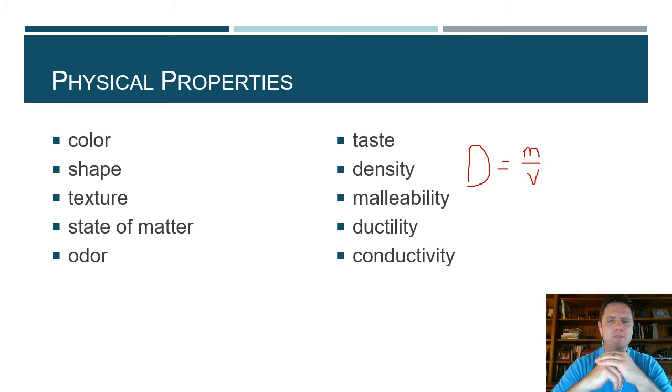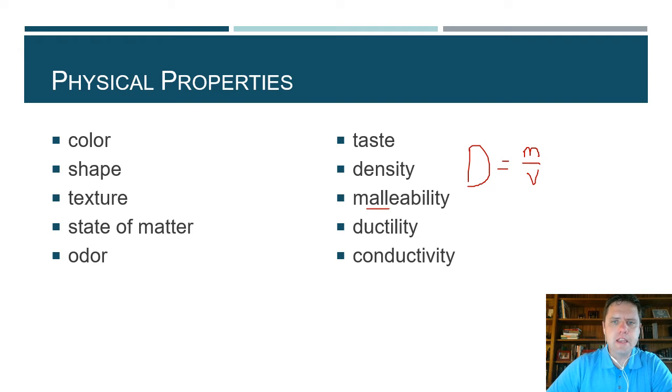So again, if it's more dense, then there's more stuff packed into the same amount of space, or we have the same amount of stuff packed into less space, right? That kind of idea. Either way works. More dense means that there's more stuff per unit of volume.